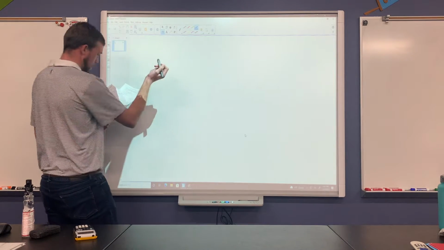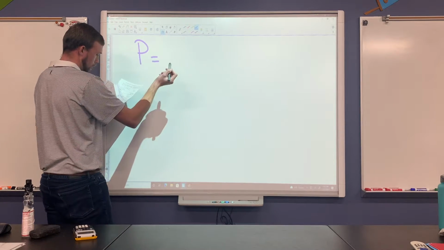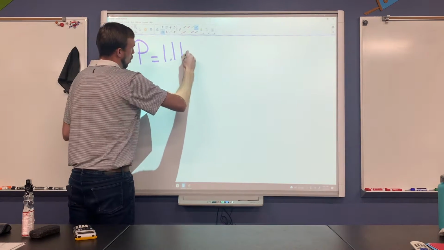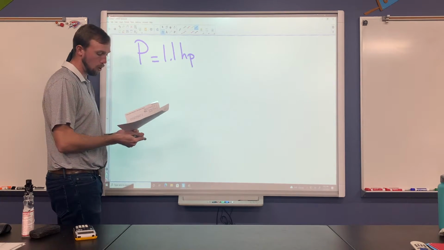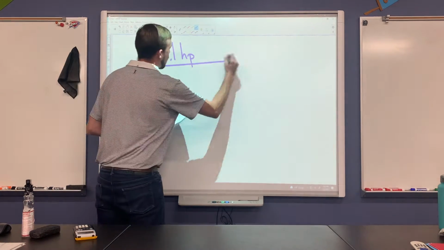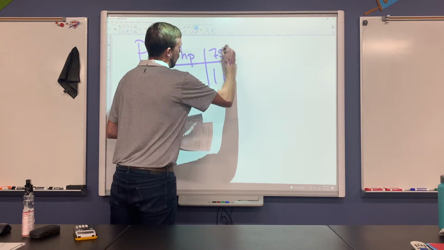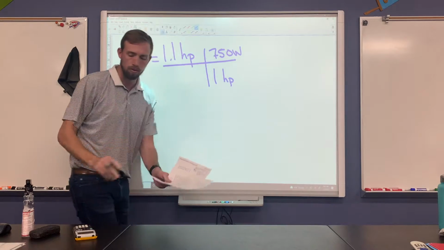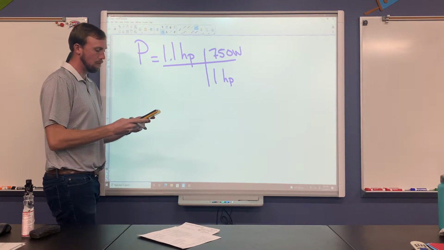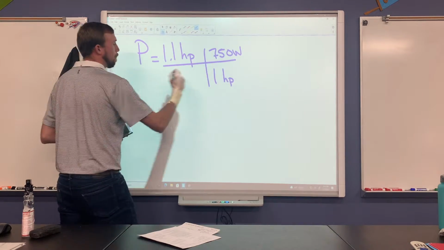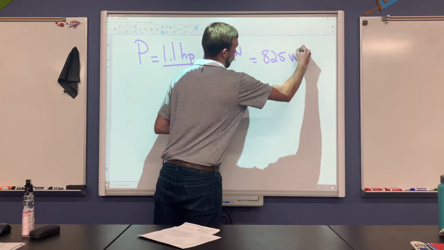Okay, so here's what we're given here. We're given the power of our motor, which is 1.1 horsepower, HP. Now it does give us a conversion from horsepower to watts, so I'm going to go ahead and make that conversion real quick. 1 horsepower is equal to 750 watts. So I'm going to go ahead and make this conversion right off the bat. So 750 by 1.1. So here our power is 825 watts.